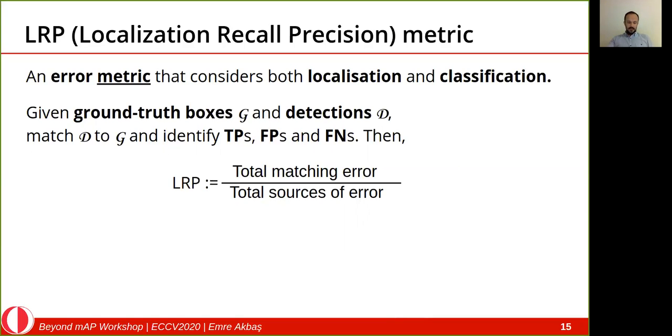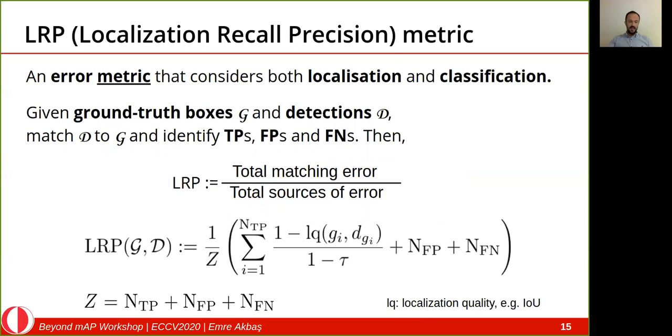Up to here, we did not do anything new. The procedure is the same as that of average precision. But now let's define LRP. LRP can be intuitively defined as the total matching error divided by the total sources of error, or maximum possible error. And formally, here is the expression for LRP.